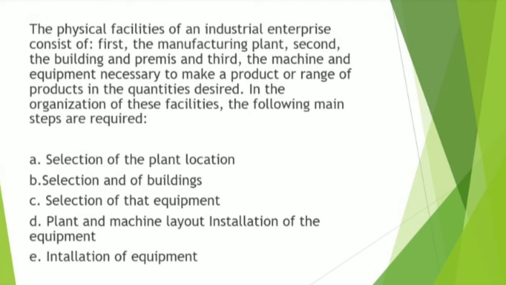In the organization of these facilities, the following main steps are required: A. Selection of the plant location. B. Selection of buildings. C. Selection of the equipment. D. Plan and machine layout. And lastly, E. Installation of the equipment.